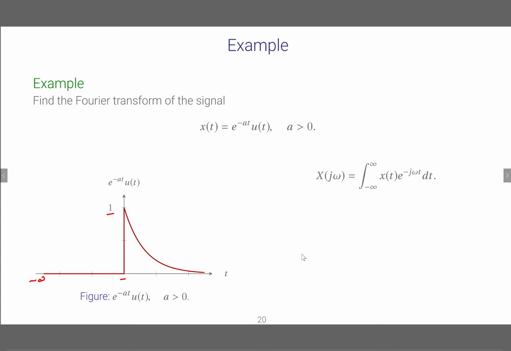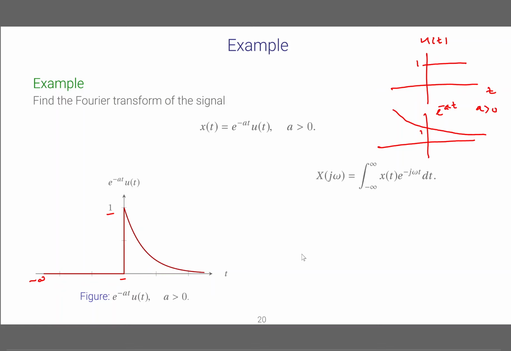So we know that u(t) is like this, 1, and then if we plot e to the power of minus at with a greater than 0, the signal looks like this. So therefore when we multiply these two signals, this is what we obtain.